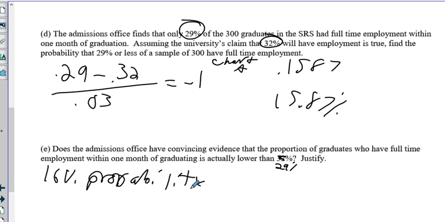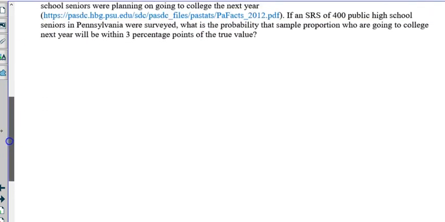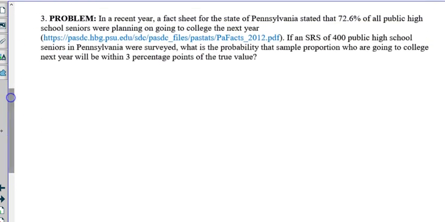Okay, we're going to go back to do number 3. This will go really quickly, if the board will work. Okay, so for number 3, we're going to do the same thing. What's our mean? We're going to round it. We're going to do 0.73.